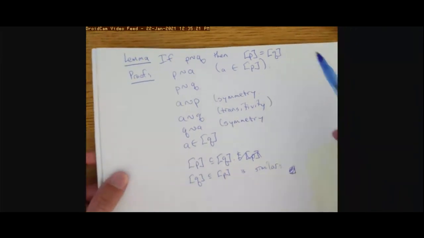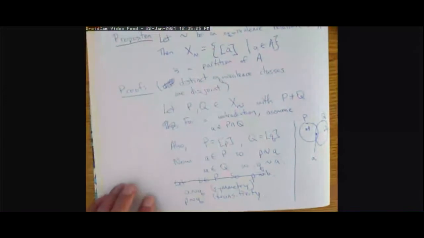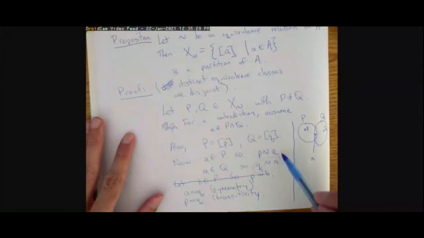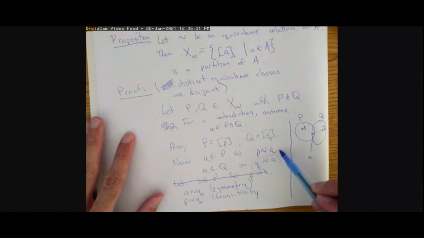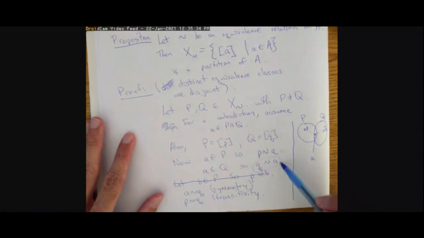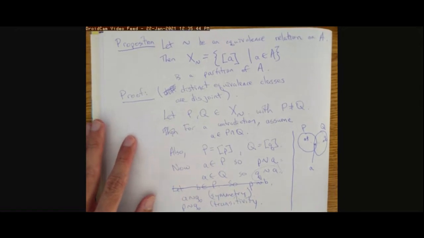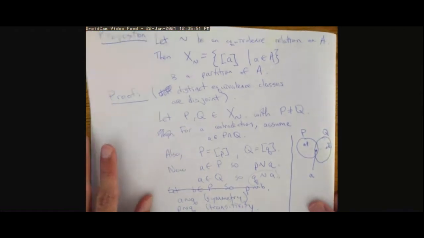And now if we go back to the proposition, since p is equivalent to A, p and A have the same equivalence class, and also q and A have the same equivalence class. So p and q also have the same equivalence class. And that would be a contradiction. That is maybe a little bit more time than I wanted to spend on it, but I hope that's okay.